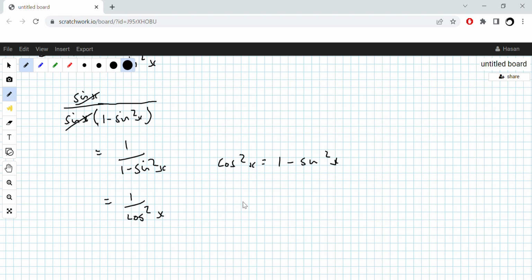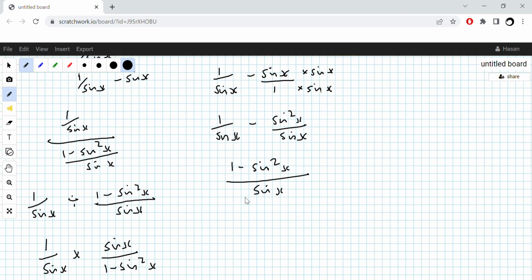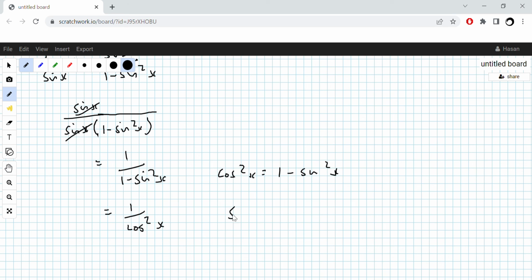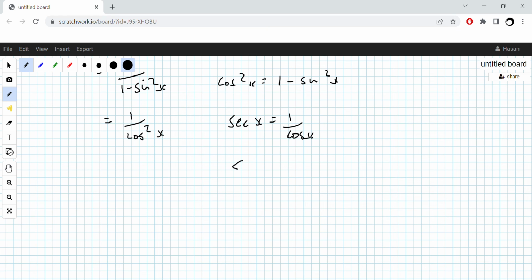As we know, sec x equals 1 over cos x, and sec squared x therefore is the same as 1 over cos squared x. Therefore, this is the same as sec squared x. And that's how we prove it.